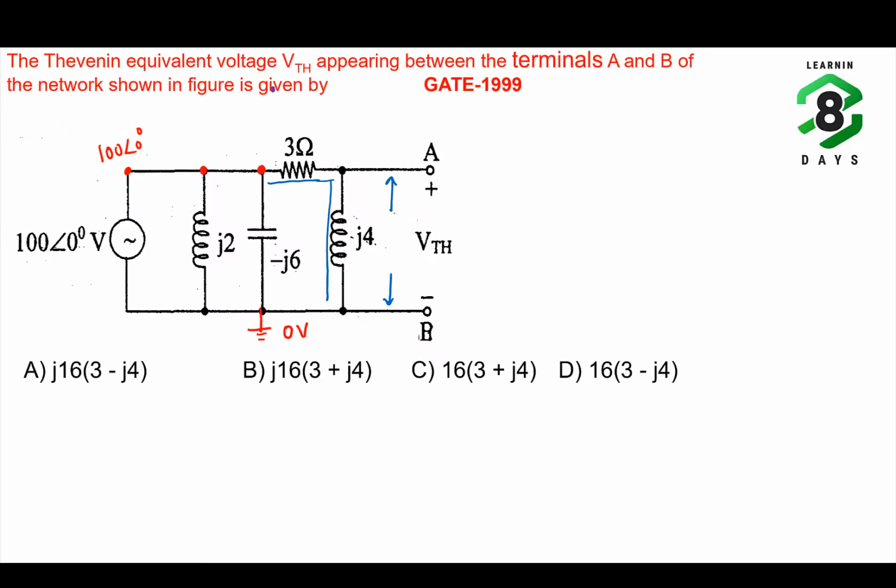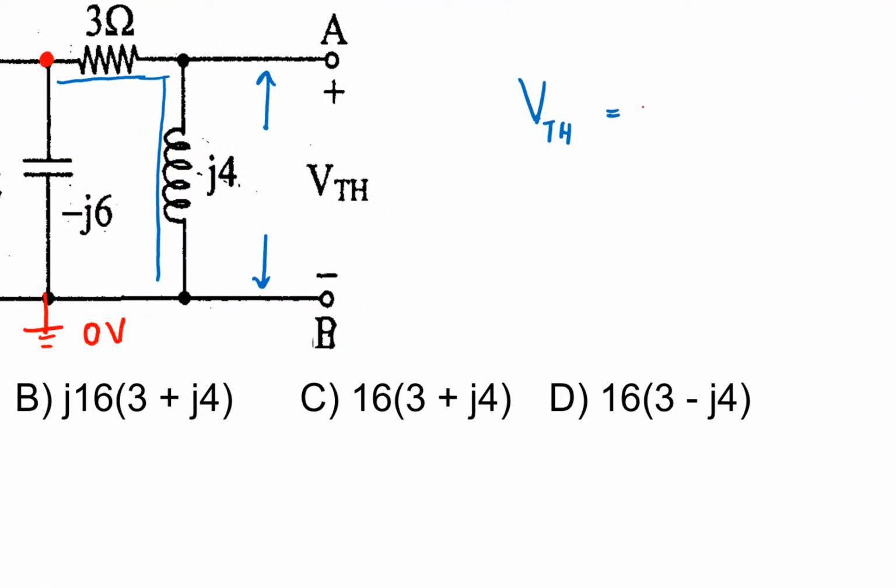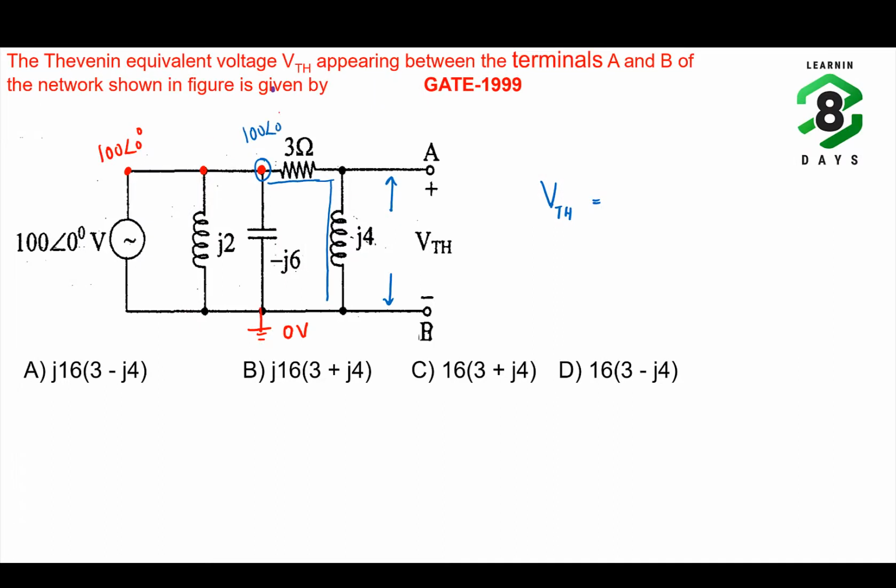So how to calculate this one? What is the voltage at this point? 100 at an angle 0. So the total voltage is 100 at an angle 0. We are simply applying the voltage division rule, and the impedance across which we are interested in finding the voltage is J4 ohm, divided by 3 plus J4. So this is the Thevenin's voltage.